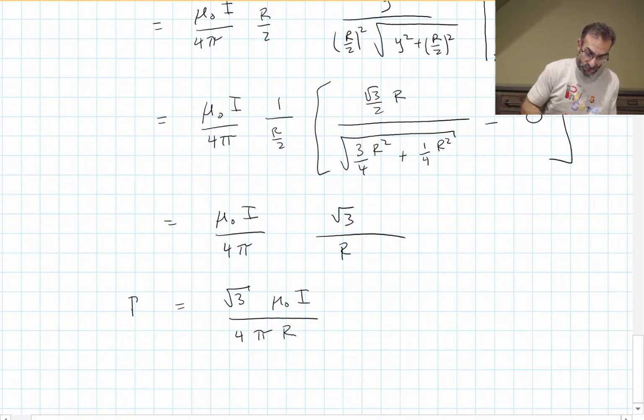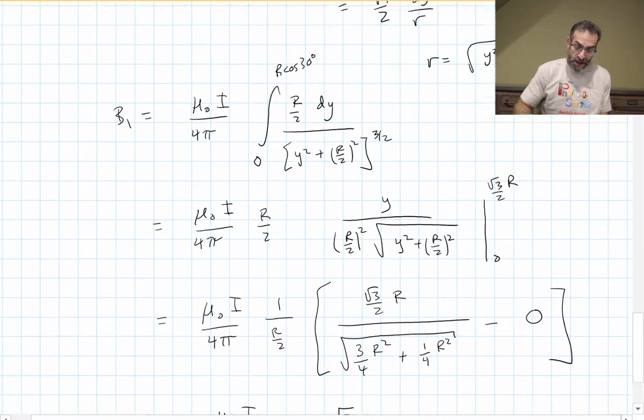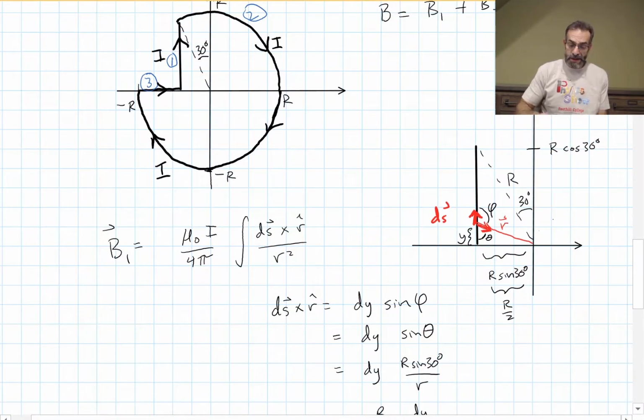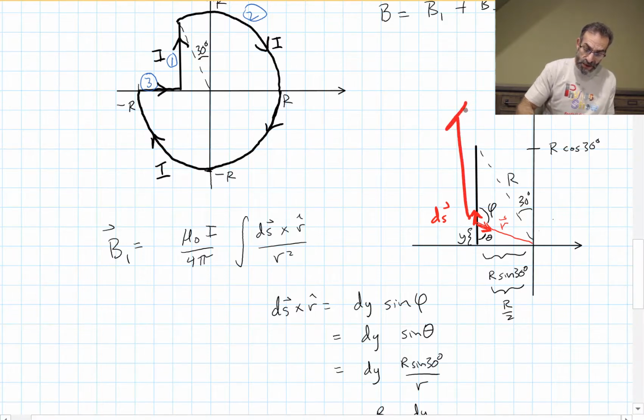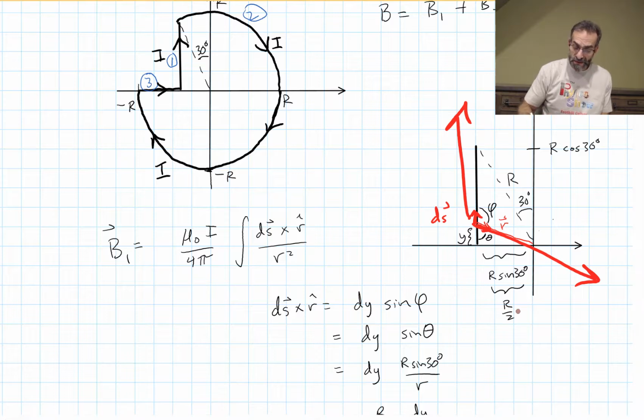Here's our magnetic field for segment 1. We just need a direction for this. So if we come back up here, there's two ways we can get the direction. ds cross r hat. ds points toward the top of the page. R hat points toward the origin. ds cross r hat points into the page.